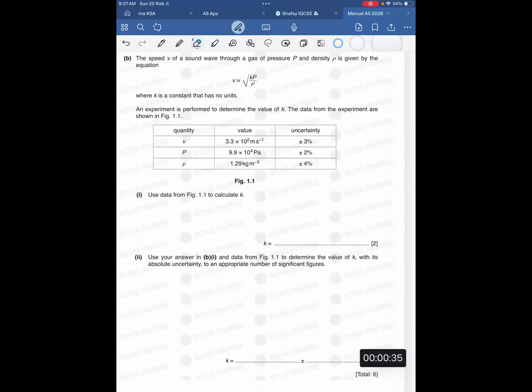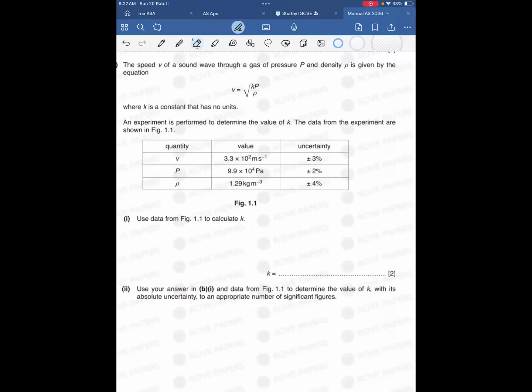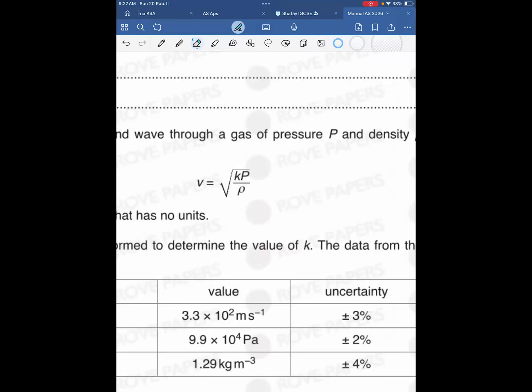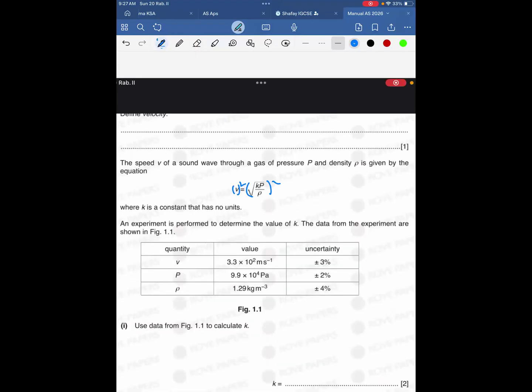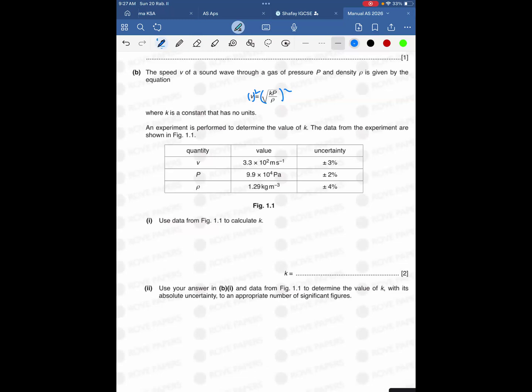Value of k is to be calculated, right? So k is under a square root, so we have to get rid of the square root, and for that you have to square both sides. Once you square both sides, it becomes v squared is equal to k p upon rho. Make a big difference between p and rho, otherwise you will be confused. Now let's make k our subject. k is equal to v squared times rho upon p.